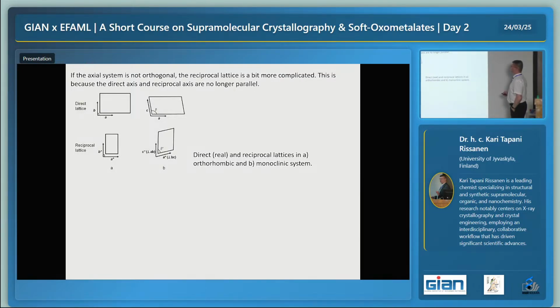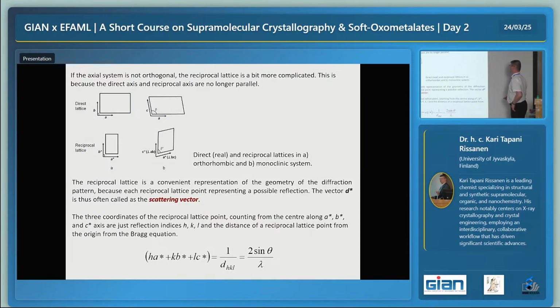So if the system is orthorhombic, then orthogonal, then it's easy to do this conversion. But if it's trigonal, it's not so simple. But again, it's lucky for us that the mathematics has already been developed in computer programs. They know how to do this. And the reciprocal lattice is a convenient presentation of the diffraction pattern, because each reciprocal lattice point represents a possible reflection, and the vector d is often used as a scattering vector.